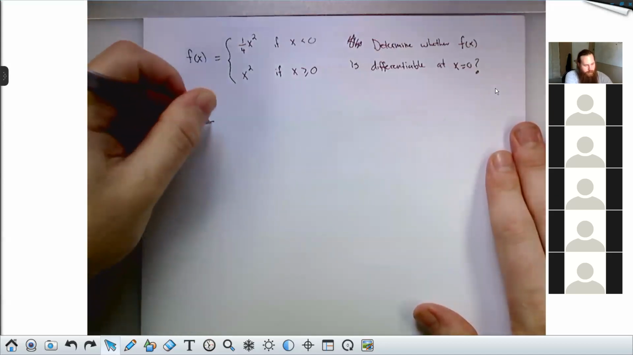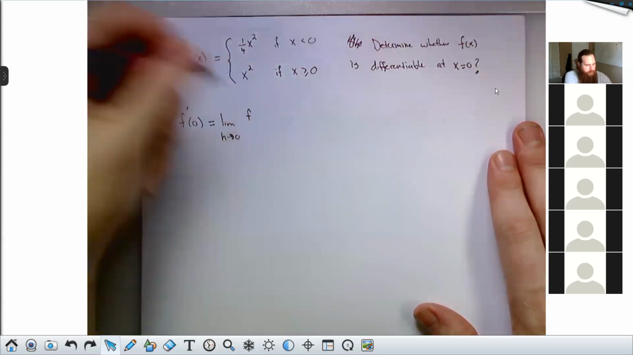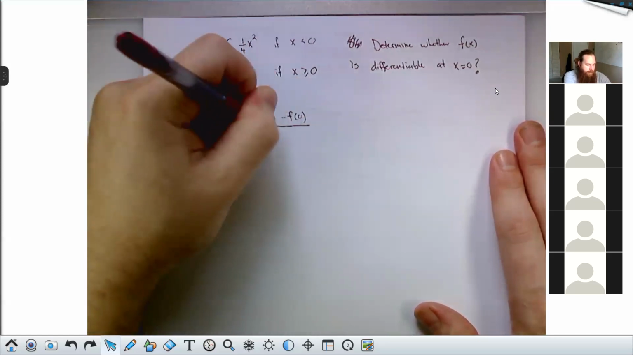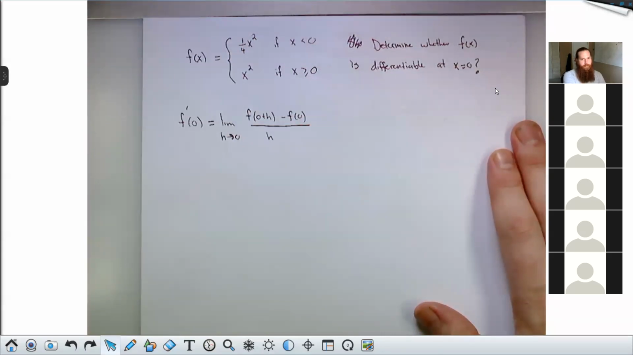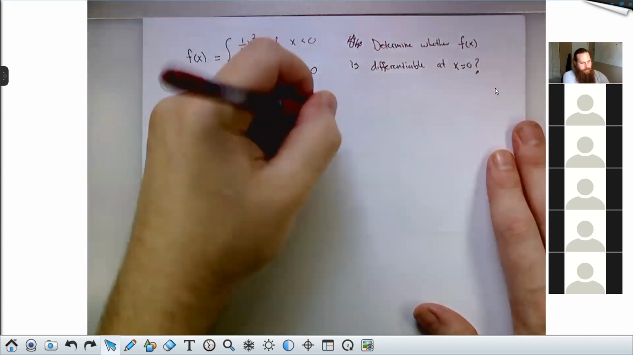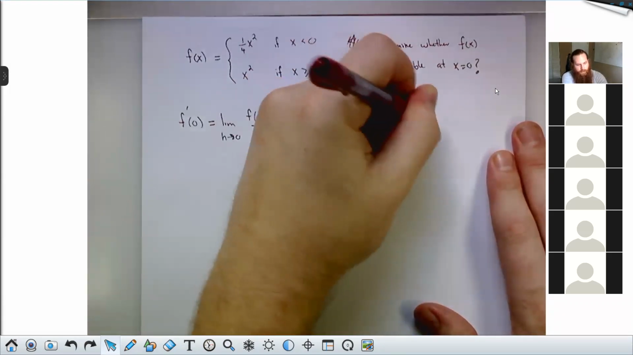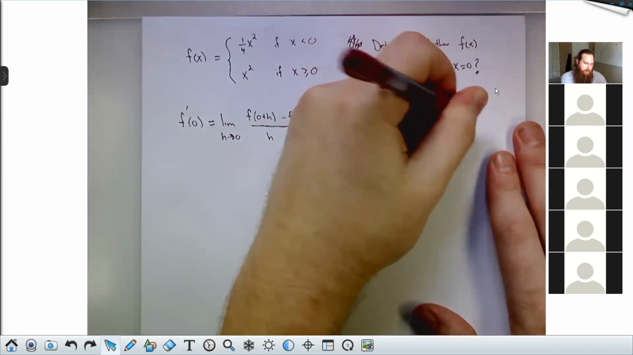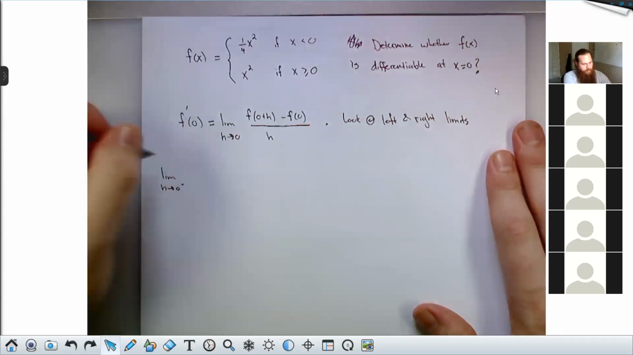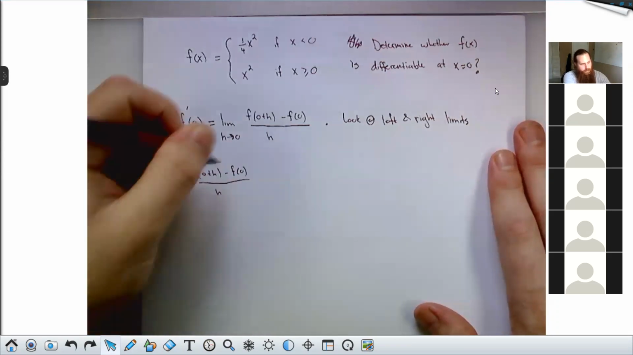f prime of 0 would be the limit as h goes to 0 of f of 0 plus h minus f of 0, all over h. So we look at the left and right limits separately. The limit as h goes to 0 from the left of f of 0 plus h minus f of 0 over h.